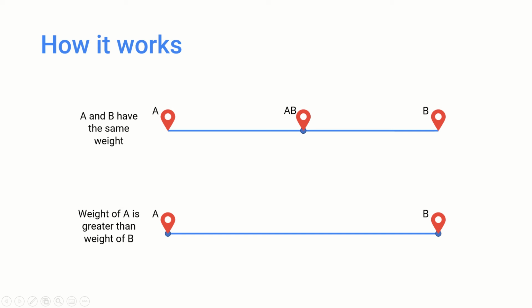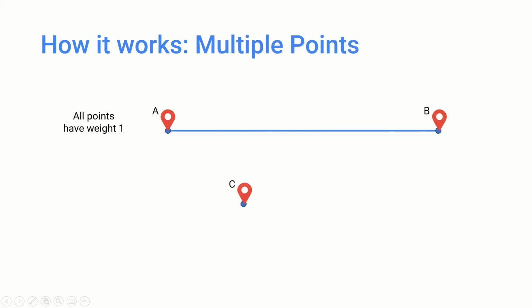Now consider that these 2 points have different weights. Let's say the weight of A is greater than the weight of B. Then here's what happens. You notice that the point is biased towards A. In fact, it is exactly by the proportion B over A plus B, in favor of A. If it helps you visualize it, you could also consider this to be a center of mass problem.